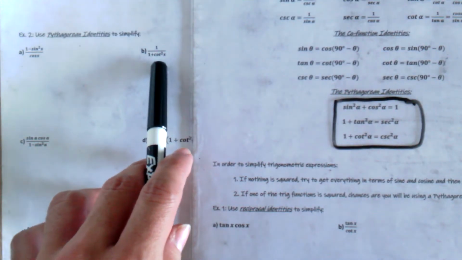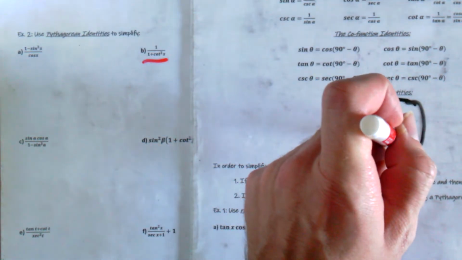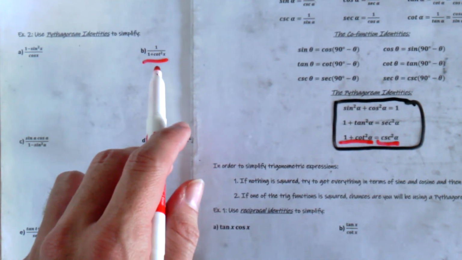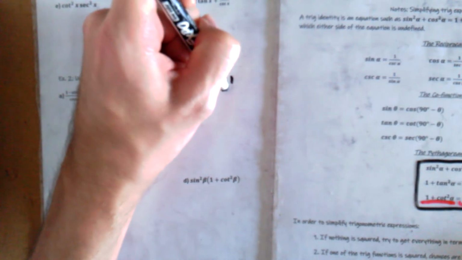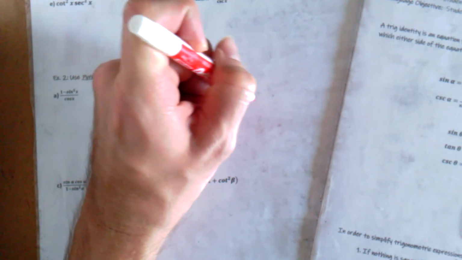So notice that in the denominator here, we have 1 plus cotangent squared. That is actually one of our identities. 1 plus cotangent squared is right here. And 1 plus cotangent squared is equal to cosecant squared. That means we can replace 1 plus cotangent squared in our problem with cosecant squared. So what we actually have then is 1 divided by cosecant squared, since 1 plus cotangent squared is the same thing as cosecant squared.